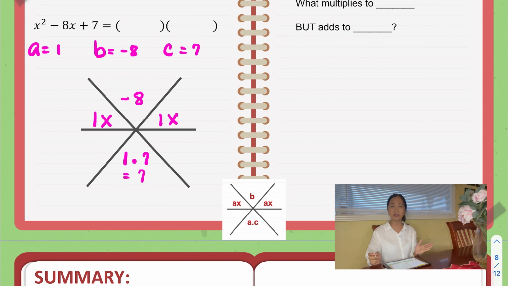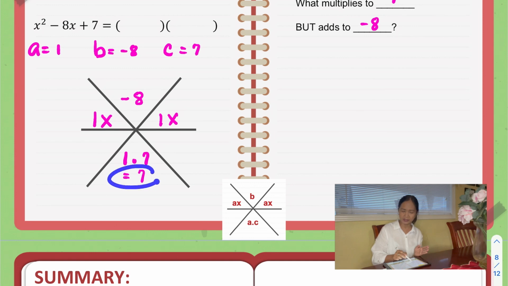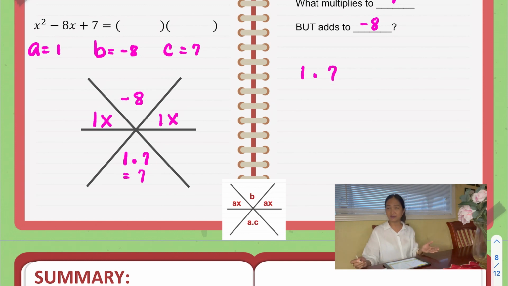And to find our magic numbers, we simply answer the question again, what multiplies to 7 but adds to negative 8? I'm going to repeat, what multiplies to 7 but adds to negative 8? So we're going to start off with the factors of 7. Since 7 is a prime number, we only have one set of factors, and these are the numbers 1 and 7. 1 times 7 is equal to 7, right?